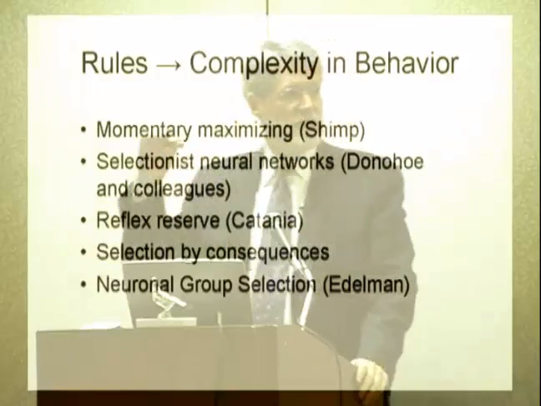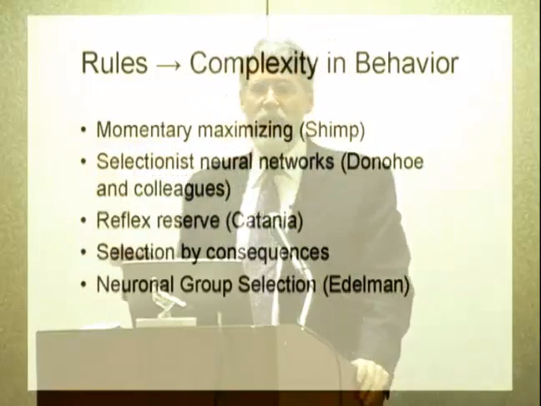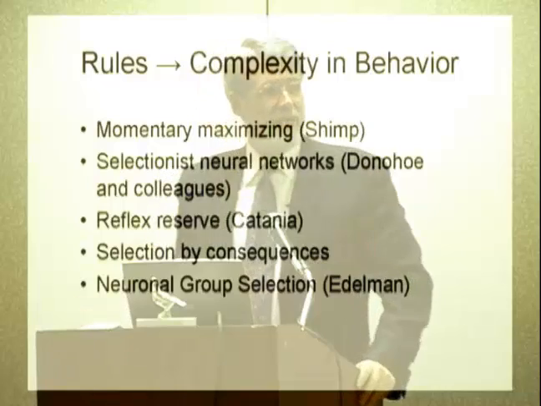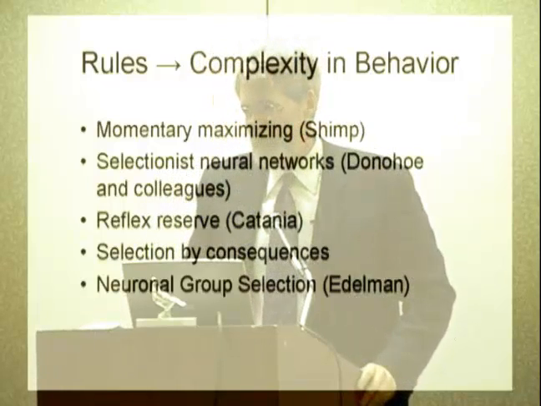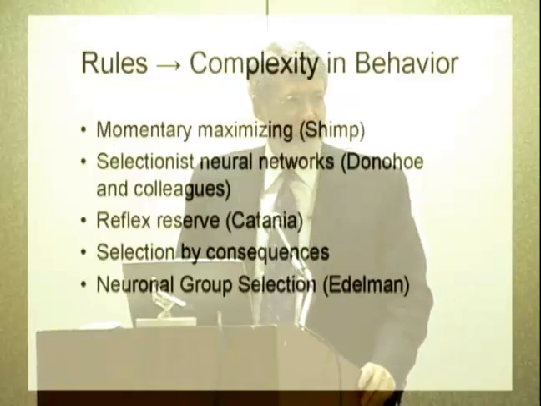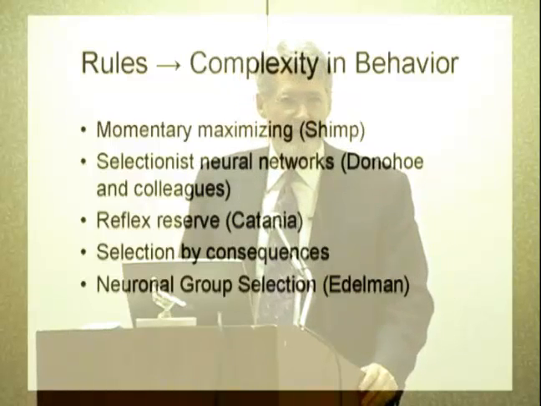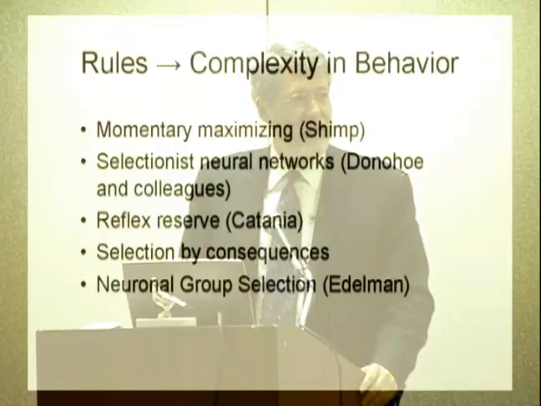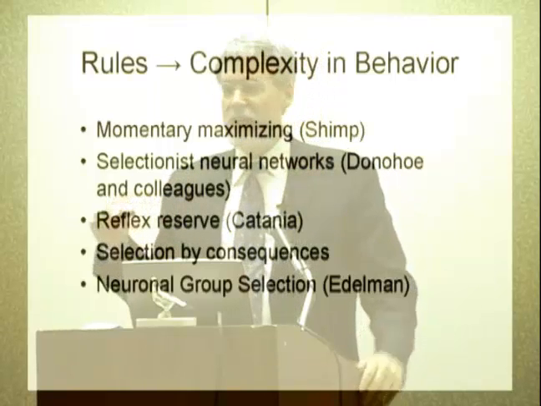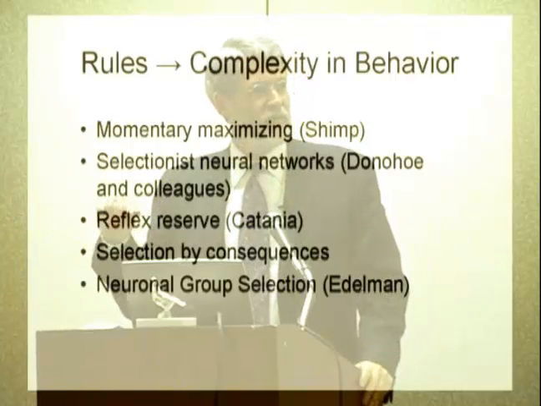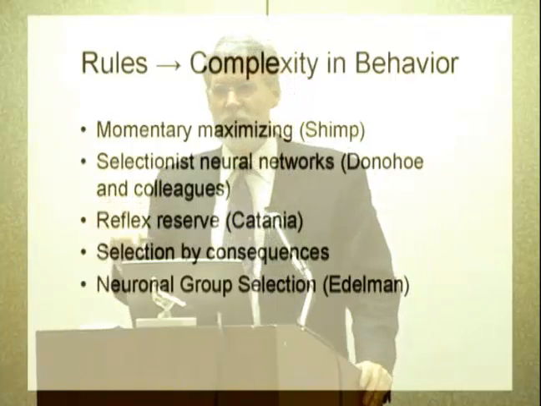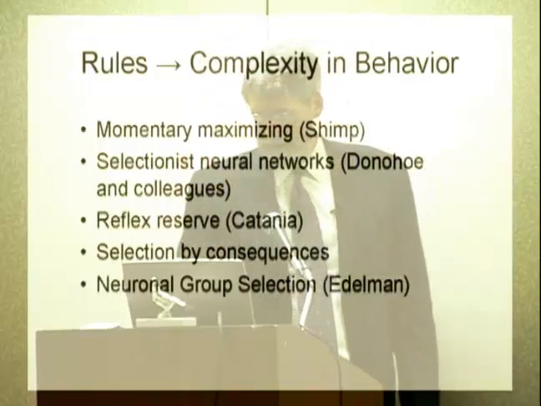And then selection by consequences. And this is a really very interesting idea, neuronal group selection, or neural Darwinism, by Gerald Edelman, who's a Nobel Prize winner for his work in immunology. You might know that name from there. He's a proponent of the same idea, this complexity thing. It dovetails in an interesting way with this selection by consequences, more abstract account.